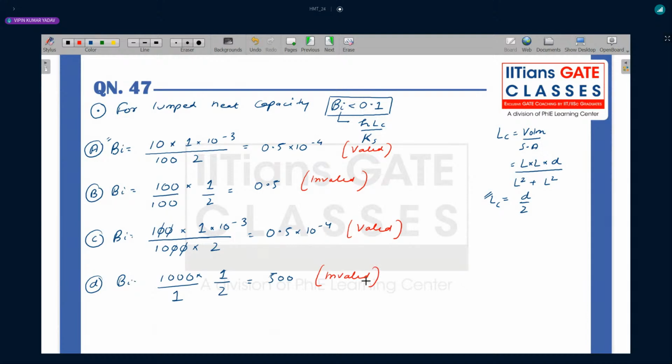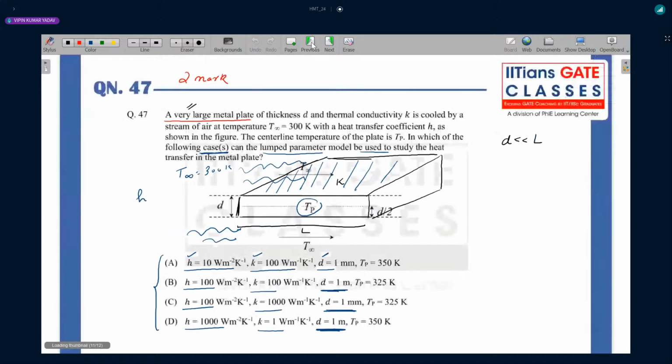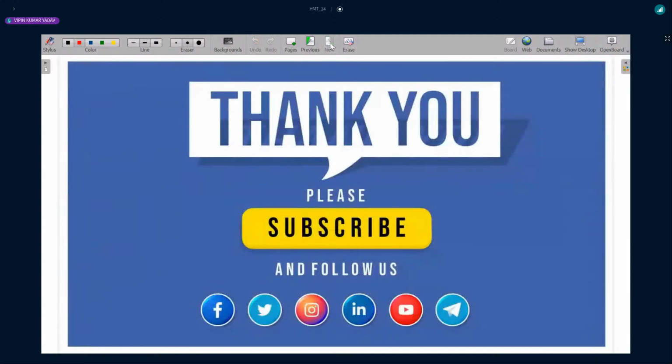So which options are correct? A and C both are correct. Okay. So what are the correct options? A and C give you the correct answer. So these conditions can be considered under lumped parameter model or lumped heat capacity analysis. So the correct answer is A and C.